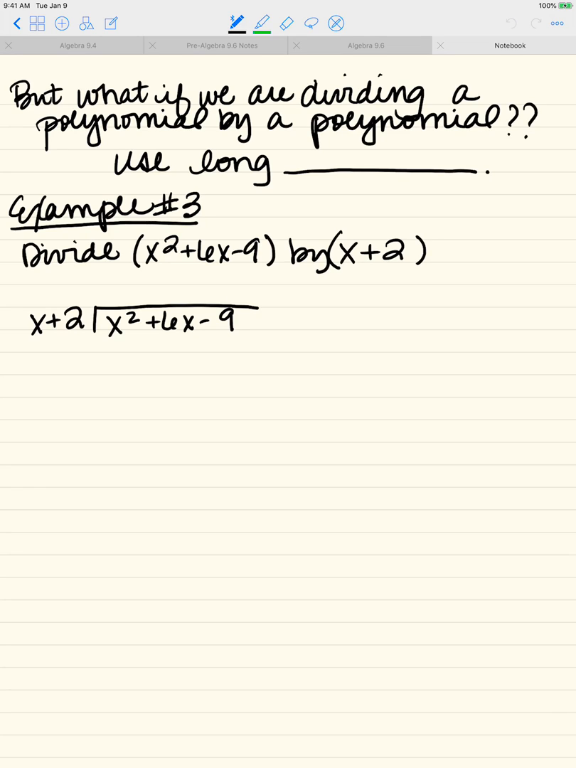But what if we are dividing a polynomial by a polynomial? The first two examples we did were a polynomial divided by a monomial. Very straightforward, very simple. We can divide a polynomial by another polynomial. In this section, we will only be dividing a polynomial by a binomial. So our divisors will only be up to a binomial in this section. How do we do it?